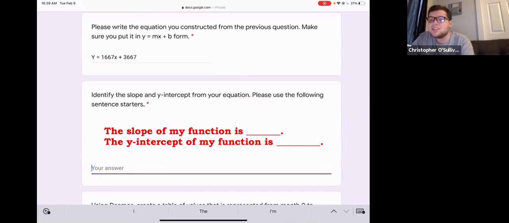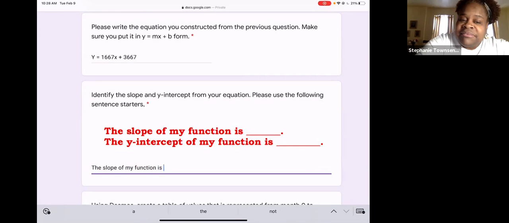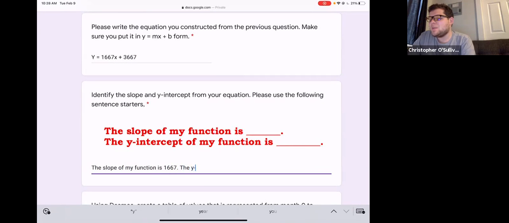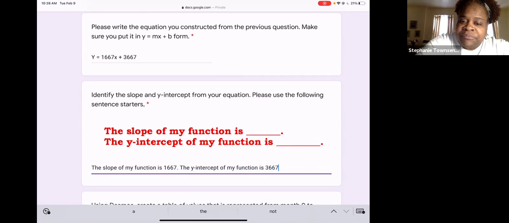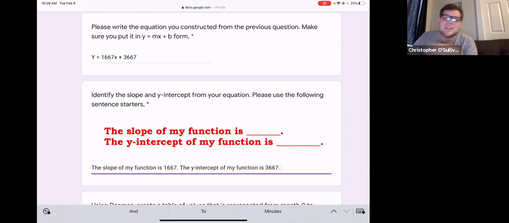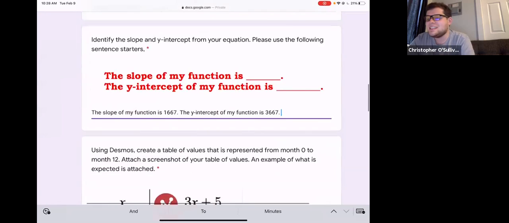So I'm literally going to type that sentence. The slope of my function is, Ms. Townsend, what's the slope of my function? 1,667. Good, the slope of my function is 1,667. The y-intercept of my function is 3,667. Thank you. Okay, so that is all we are expecting for that part. We don't want anything else. We just want you to say my slope is, my y-intercept is.